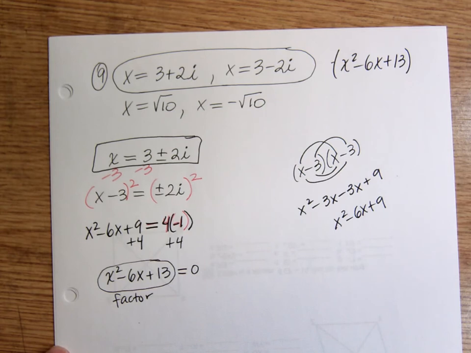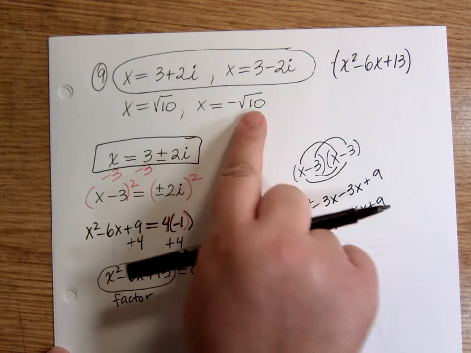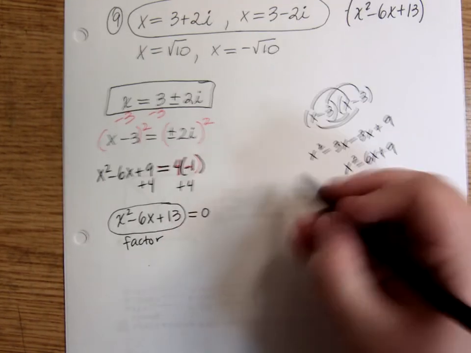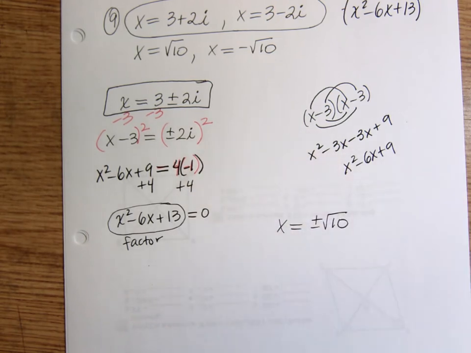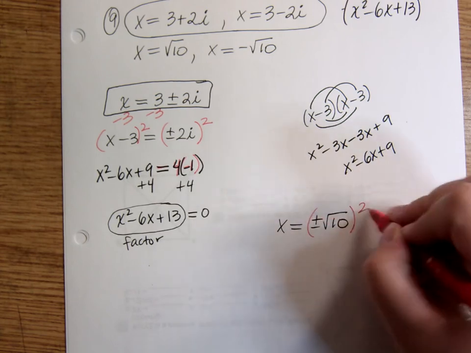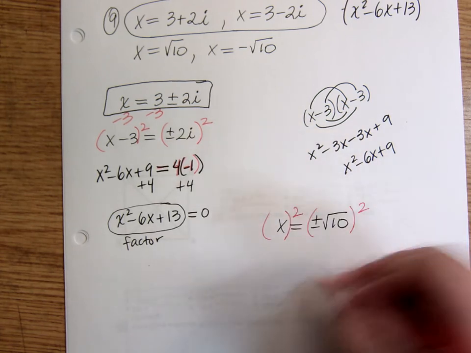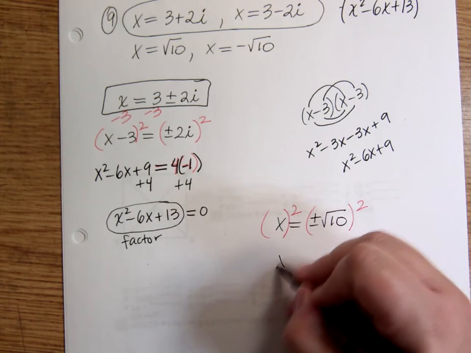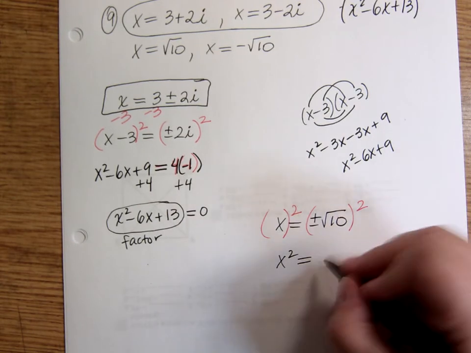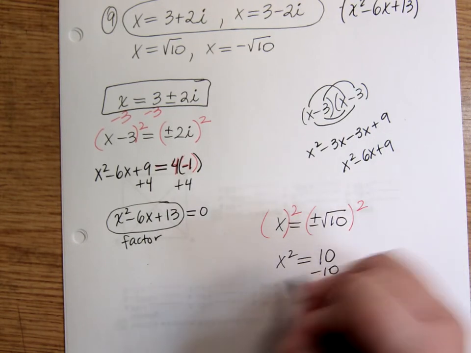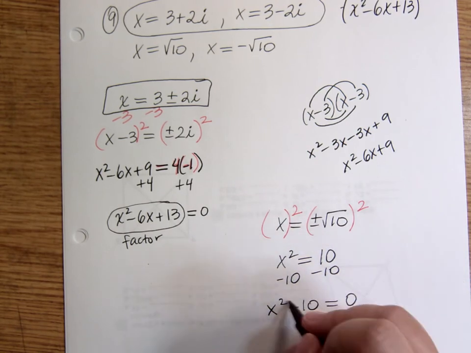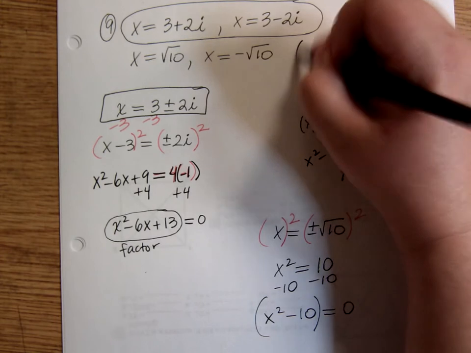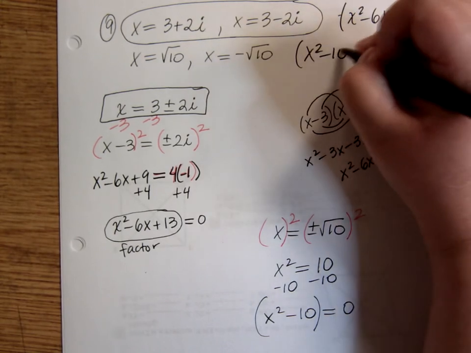Okay? Now we're going to do the same thing for the plus or minus square root of 10. If x is plus or minus square root of 10, well, I've got the plus or minus part all by itself already. I don't have to move anything. And I could square both sides and get x squared equals, when I square plus or minus square root of 10, that's just 10. So let's subtract, and I get x squared minus 10 equals 0. So here's my factor. The factor that goes with those two is x squared minus 10.